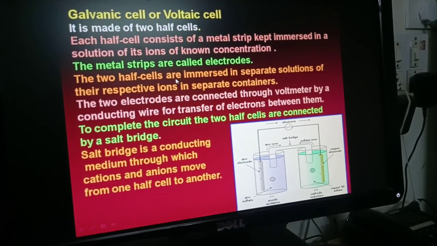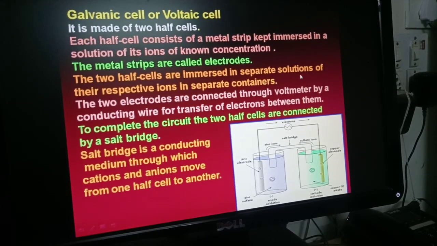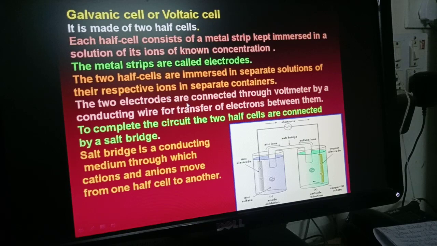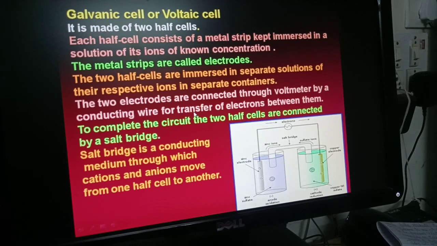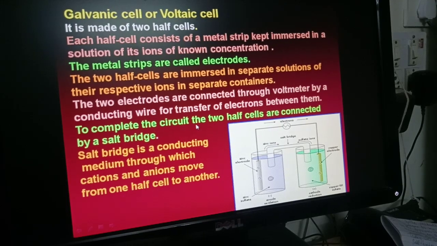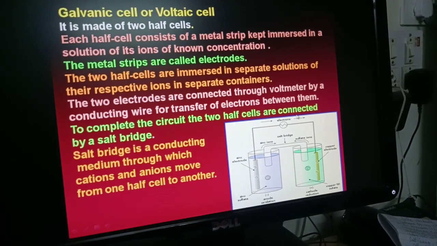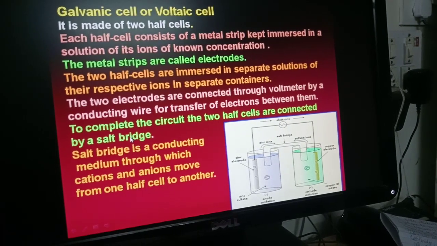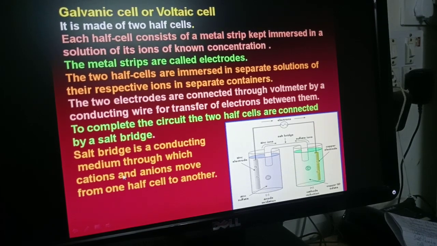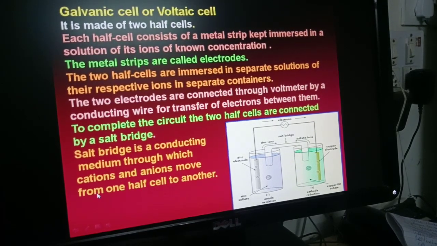The two half cells are immersed in separate solutions of their respective ions in separate containers. The two electrodes are connected through voltmeter by a conducting wire for transfer of electrons between them. To complete the circuit, the two half cells are connected by a salt bridge. Salt bridge is a conducting medium through which cations and anions move from one half cell to another.